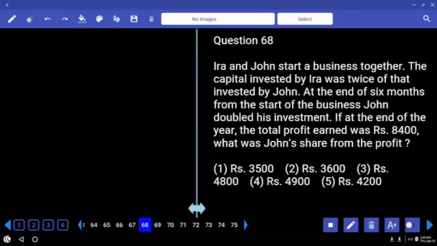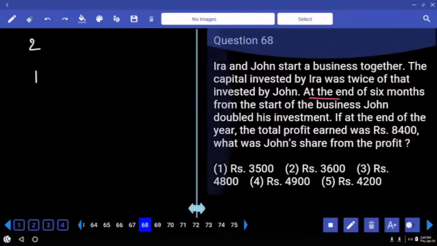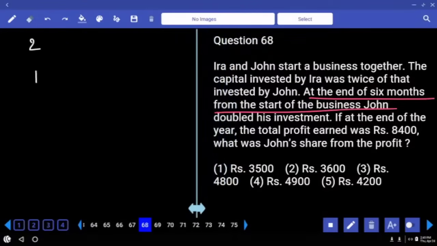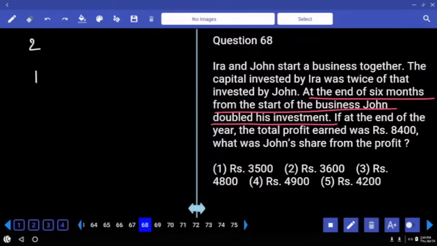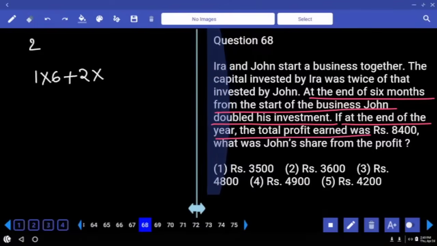Ira and John start a business together. The capital invested by Ira was twice that invested by John. Ira's investment is twice of John. If John is 1, Ira is 2. First person Ira. At the end of 6 months from the start of the business, John doubled his investment. Initial investment of John is there for only 6 months. After that, John doubled, that will become 2. If at the end of the year, the profit earned was 8,400, John's share is?